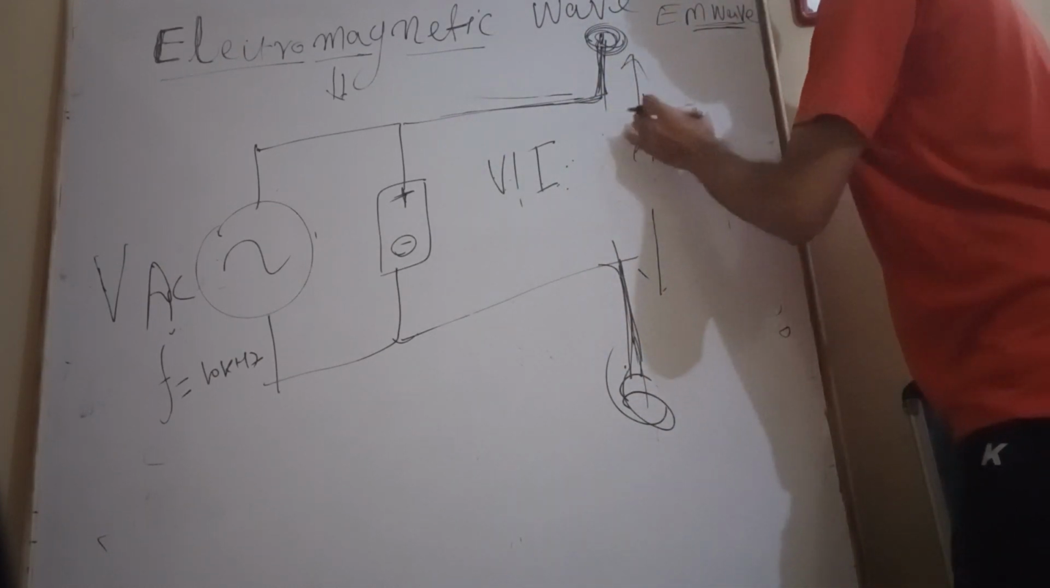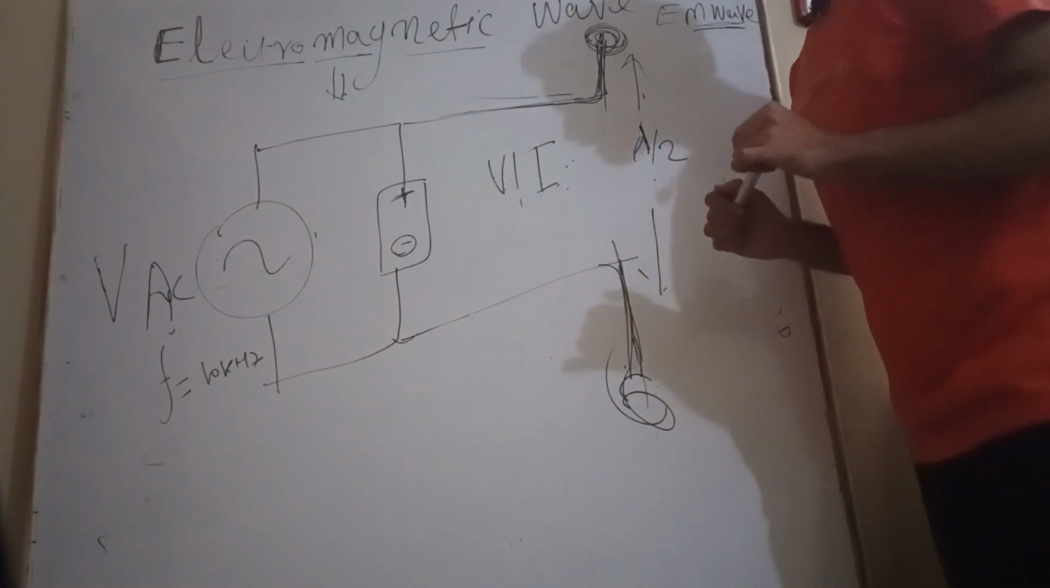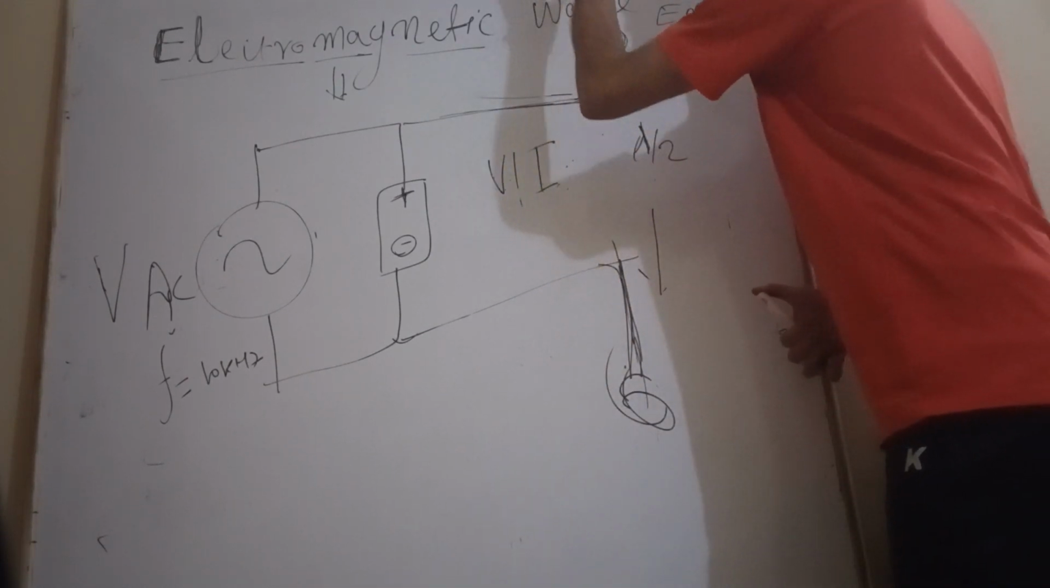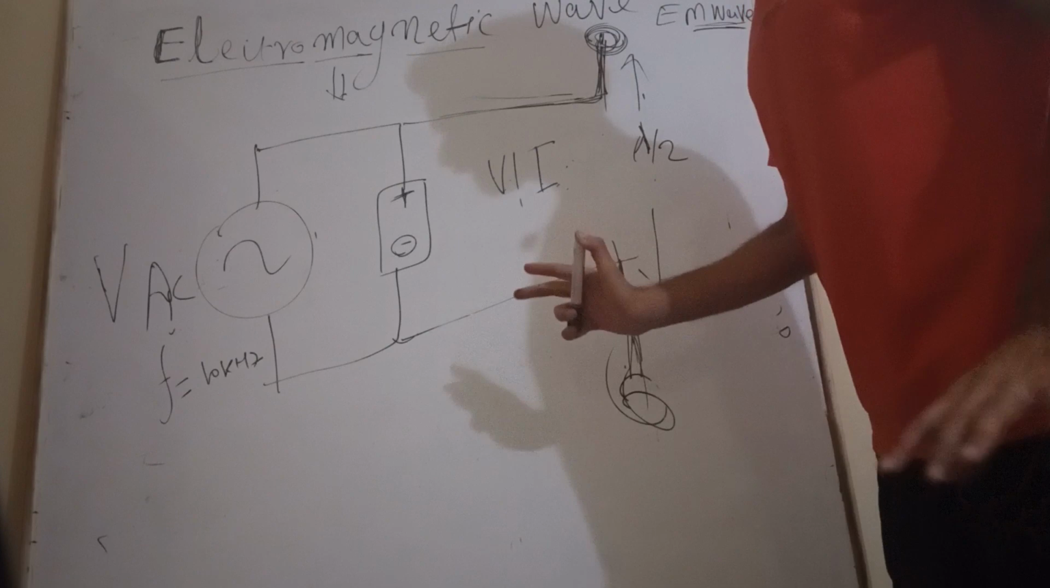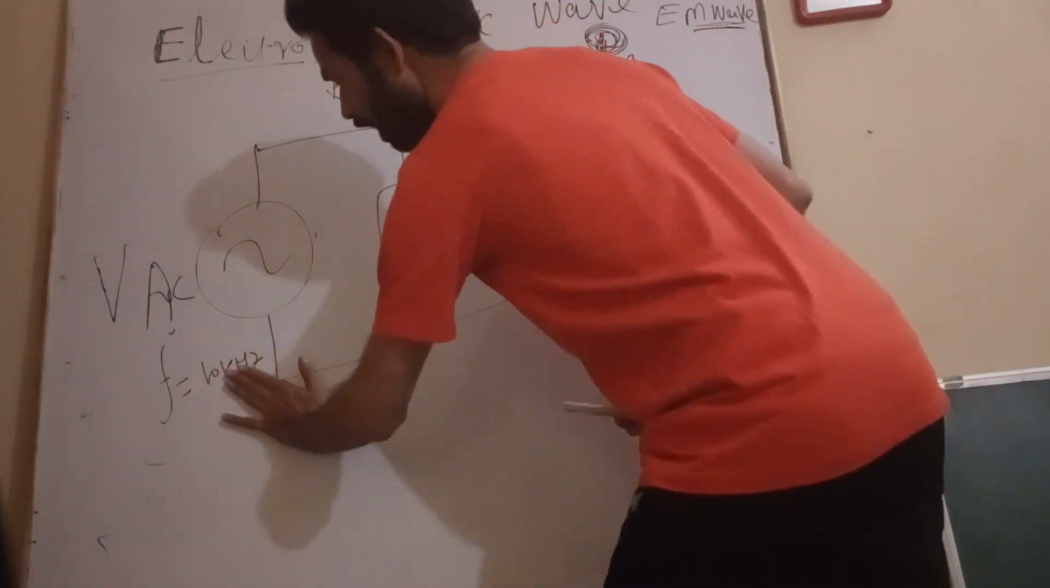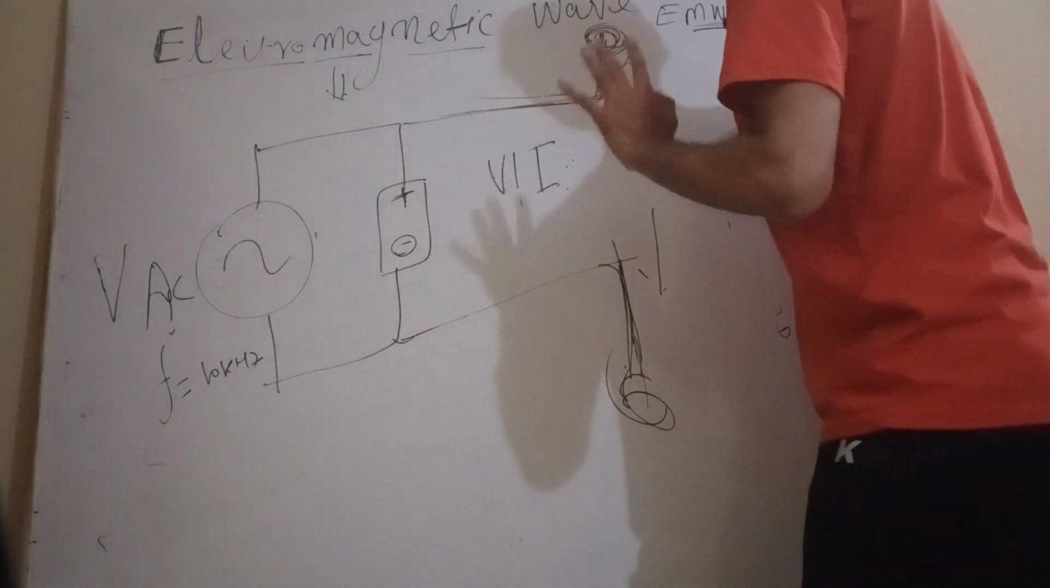Its length is lambda by 2. As we know very well, any conductor whose length is comparable to the wavelength of the signal will start radiating. Any conductor. So this is the way, and this is up to 10 kilohertz.